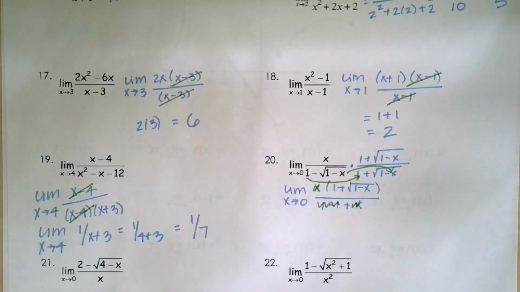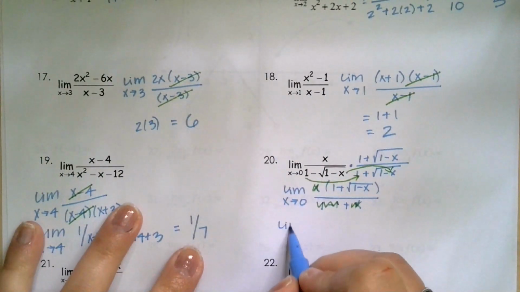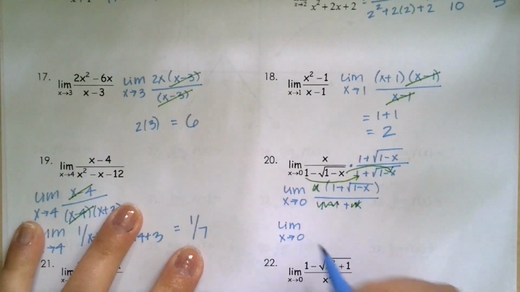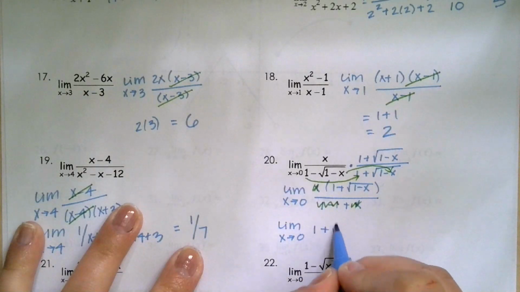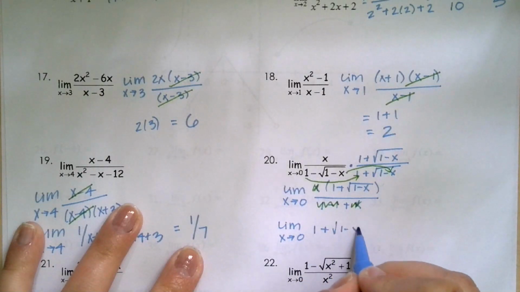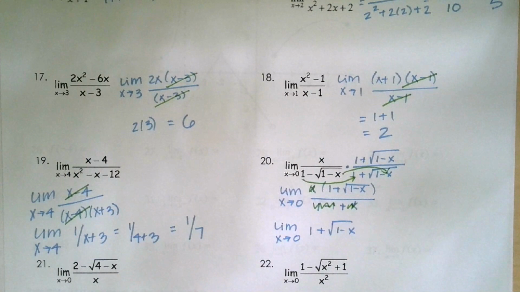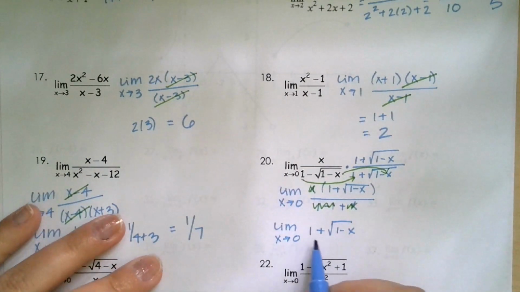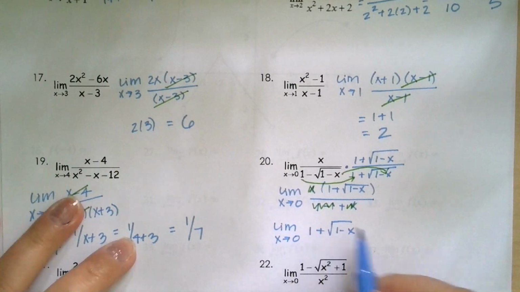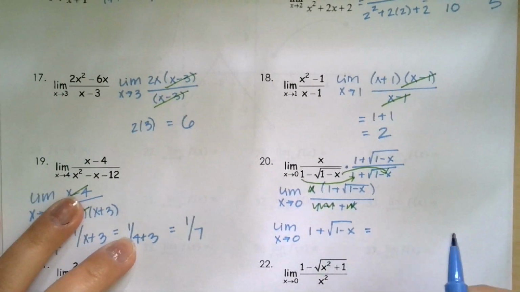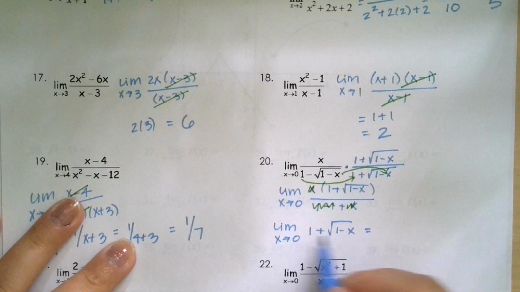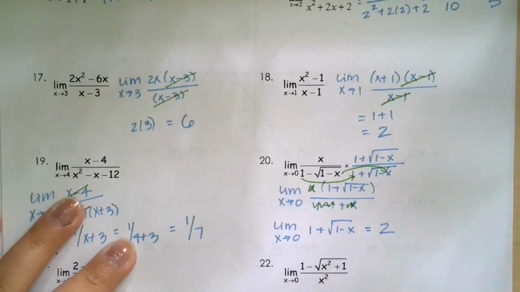Okay, so we're just left with the limit as x approaches 0 of 1 plus the square root of 1 minus x. So now we can go ahead and substitute. And luckily we're substituting in 0, so that's super quick and easy. We're just going to be left with 1 plus the square root of 1, which is just 1. So we're going to have 1 plus 1, that equals 2.